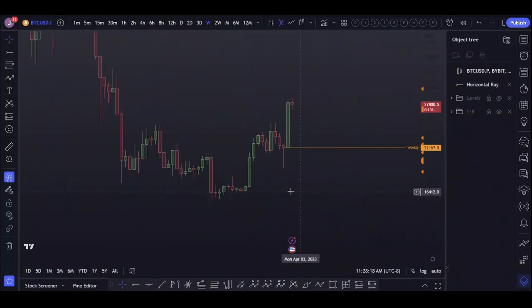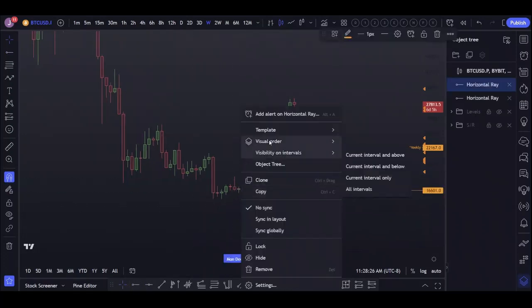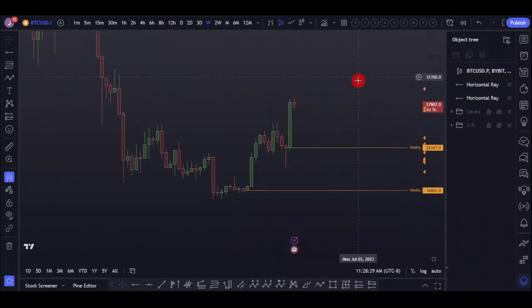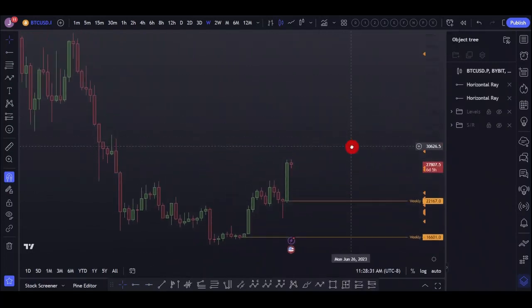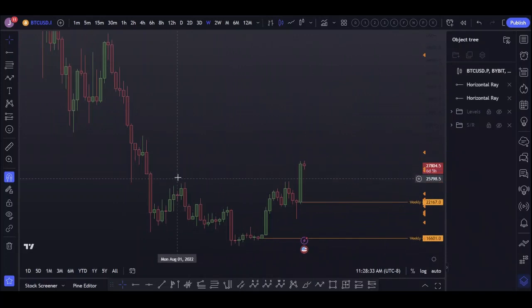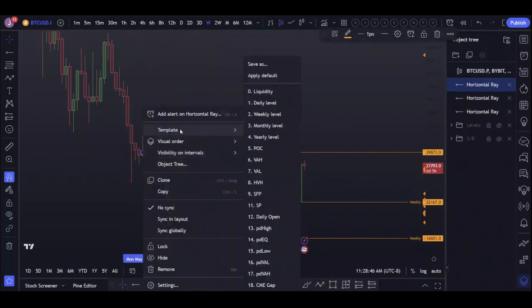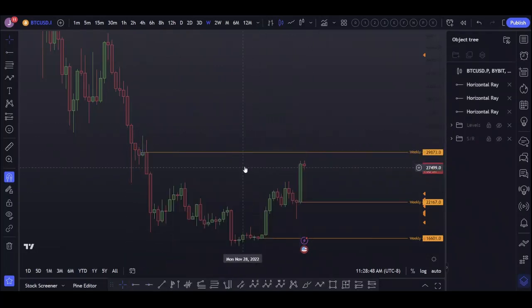Let's do another one. When we look for support, we're looking for a red candle followed by a green candle. So here I see another support level. I mark that one out, weekly level. All right, now let's do some resistance. Here, for resistance, I'm looking for a green candle followed by a red candle. Here is weekly resistance, just above us. So I get my horizontal ray, I mark this as weekly resistance, weekly, right there.